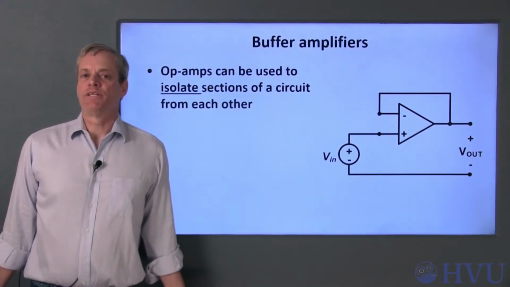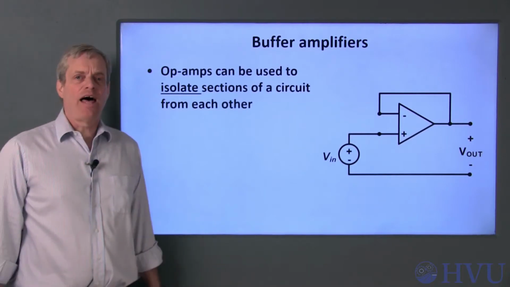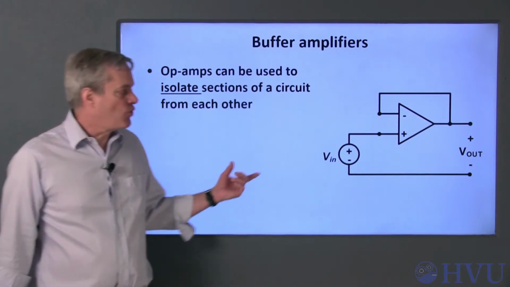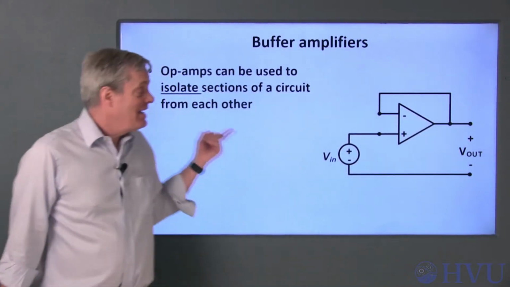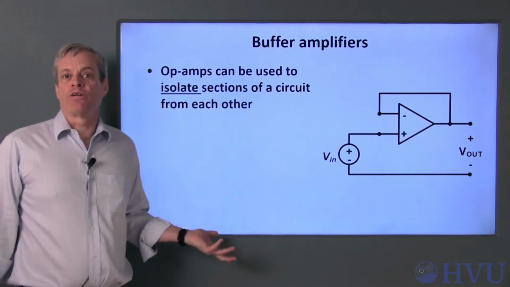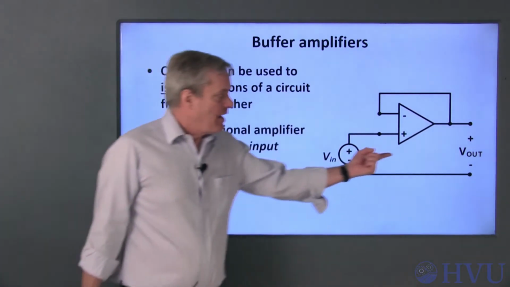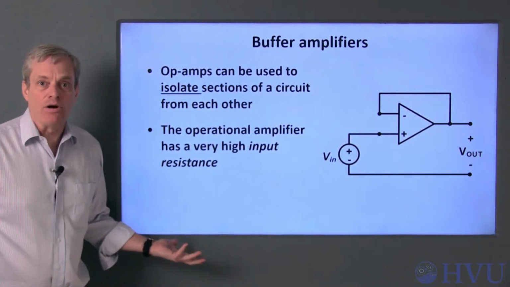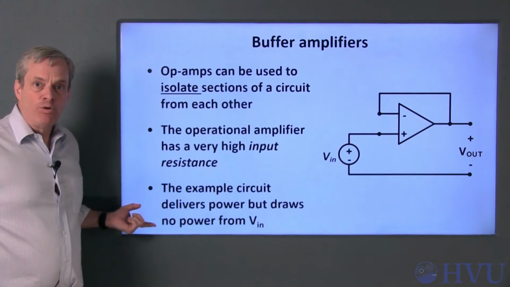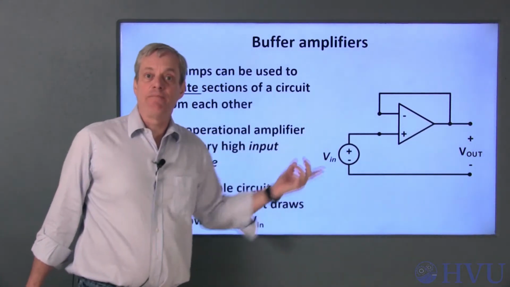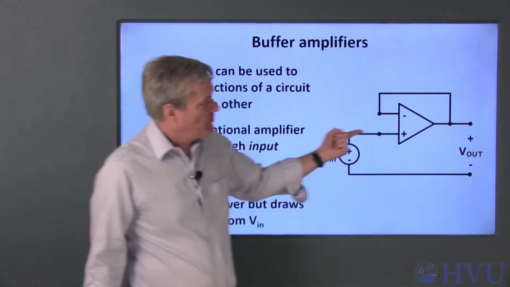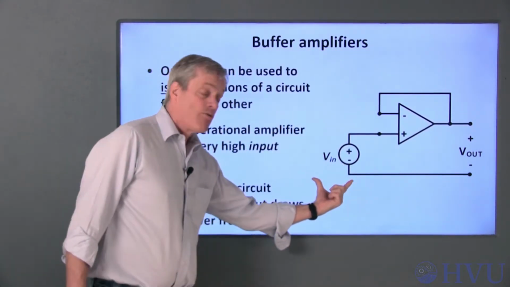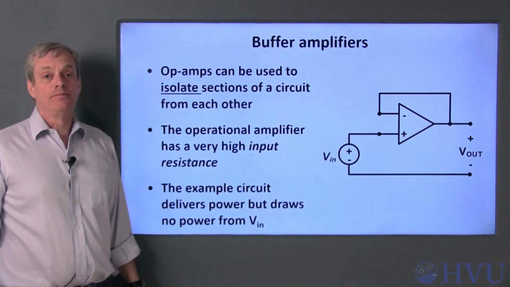The circuit of our previous example seems fairly useless. It's a lot of work to go to just to get your input voltage back. However, this circuit can perform an extremely useful task. It can isolate different parts of a circuit from each other. For an ideal operational amplifier, the current out of this input voltage source is 0. That means that the input voltage source isn't providing any power to the circuit. The current provided at the output terminals comes from the external power supplies rather than the input source.